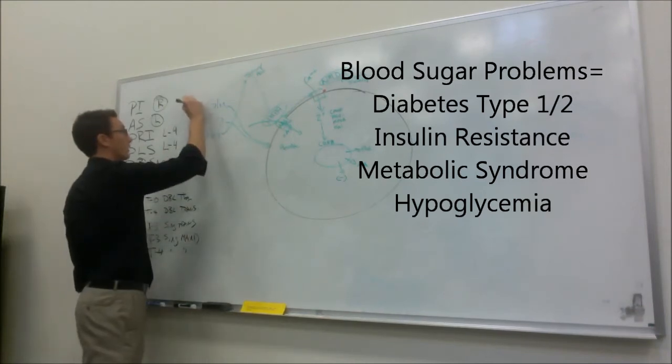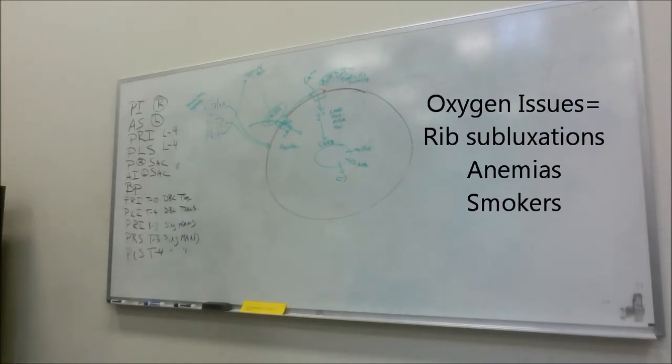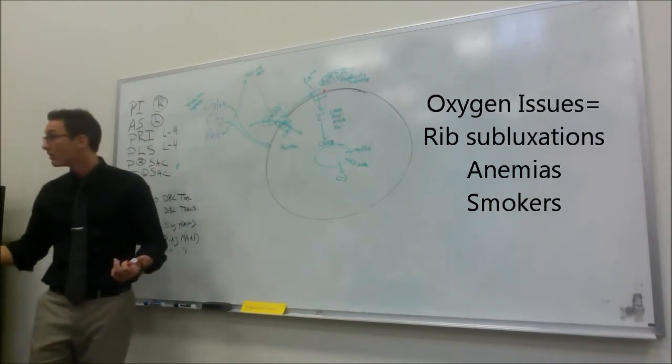Diabetes, hypoglycemia. Oxygen, anybody? Rib subluxations, right? We deal with that every day. Smokers, anemias.